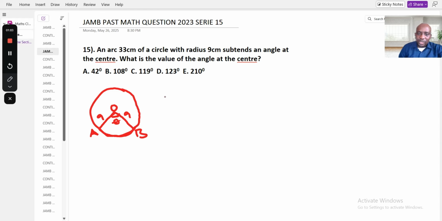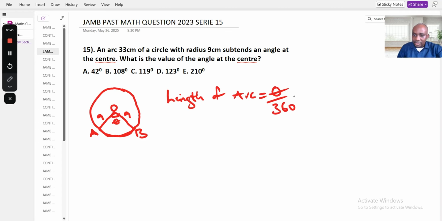Now, what is the formula for the length of an arc? This is the formula we are going to use. Length of arc is degree over 360 multiplied by the circumference of a circle. What is the circumference of a circle? It is 2 pi r. This is the formula for the length of arc.